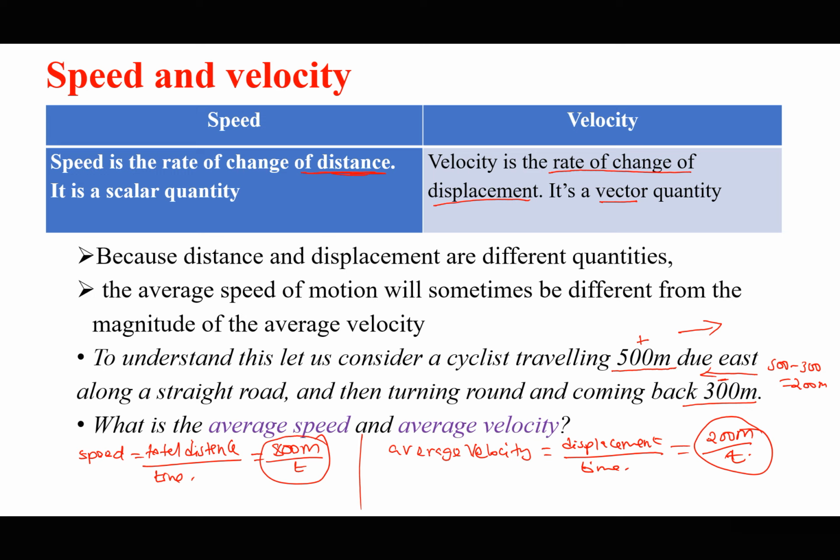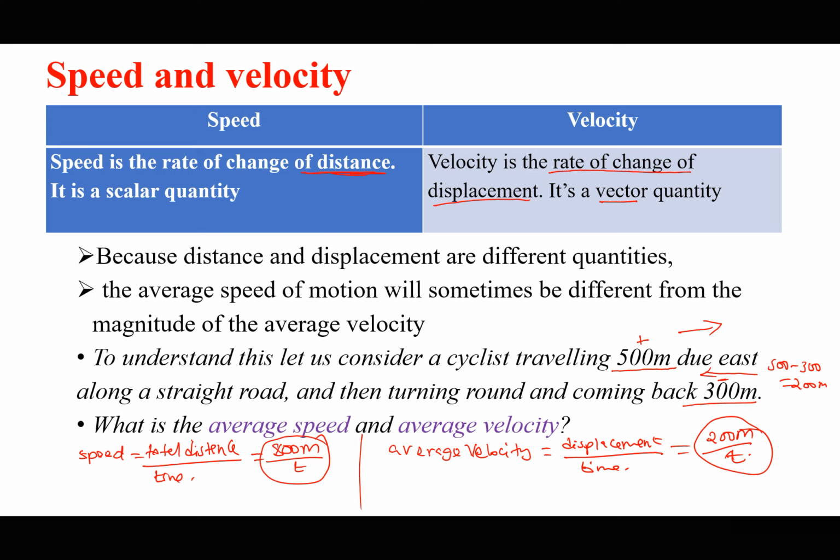Okay, so note that this difference arises because of direction. If there was to be no change in direction of the motion, then the speed and the velocity at that moment would remain the same magnitude.